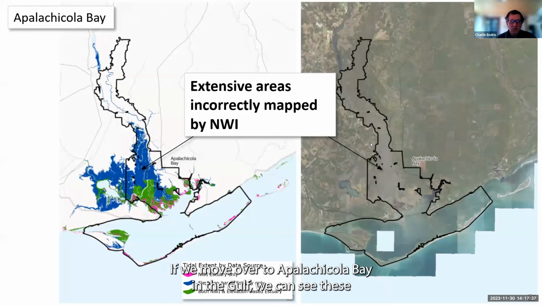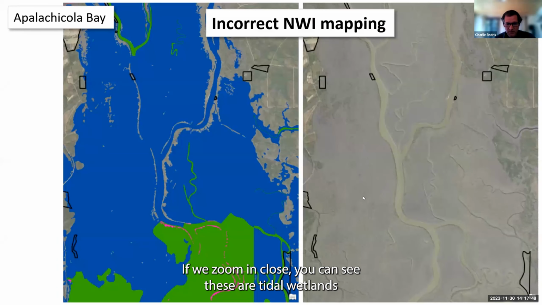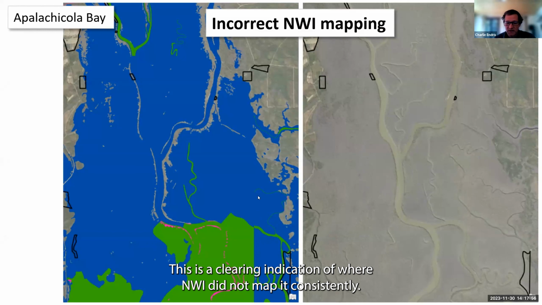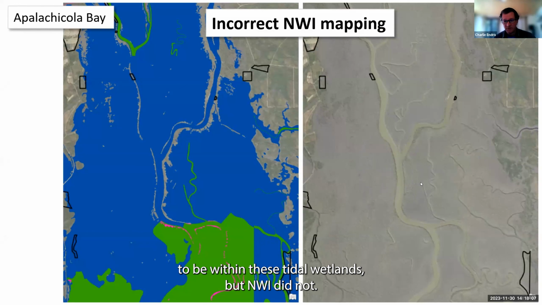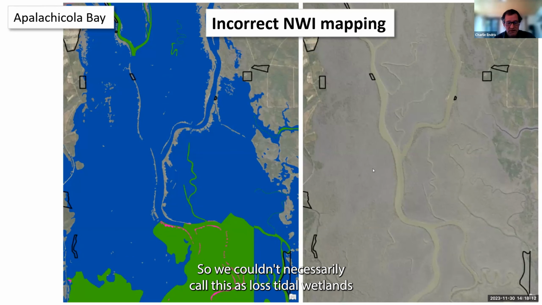If we move over to Apalachicola Bay in the Gulf, we can see these extensive areas that are mapped in the northern parts of this estuary. If we zoom in close, you can see these are tidal wetlands. And you can see this straight line here in green. This is a clear indication of where NWI did not map it consistently. So this would be an example of where we identified elevation-based mapping to be within these tidal wetlands, but NWI did not. So we couldn't necessarily call this as lost tidal wetlands because they're still functioning as tidal wetlands.